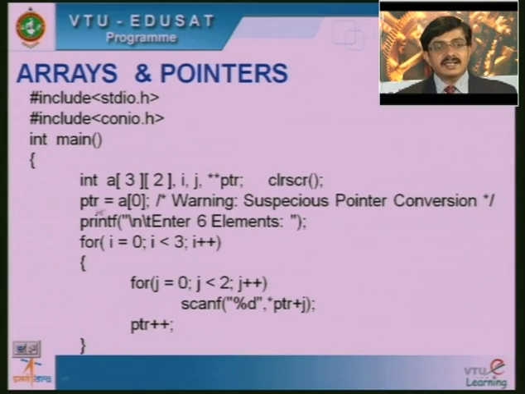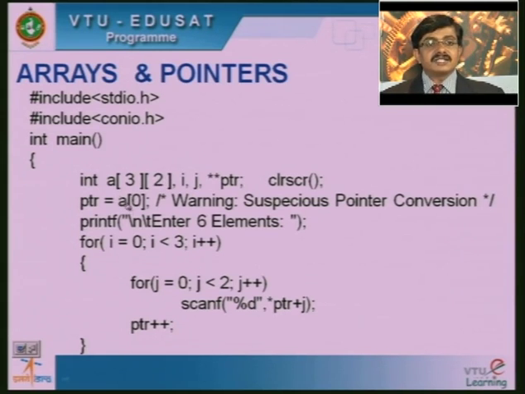The reason is that arrays are implicitly treated as constant pointers whose address we cannot change. Here I am trying to assign that particular address into a normal pointer variable which is not declared as a constant. So we may get a warning as suspicious pointer conversion, but we can still execute the program. So ptr is holding the address of the 0th row here, and each row will have 2 elements, right.